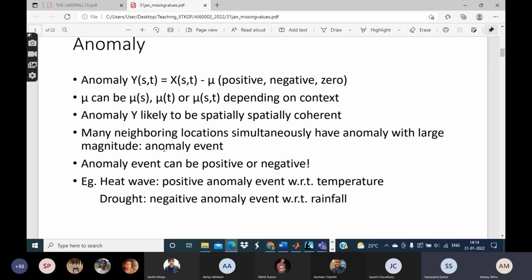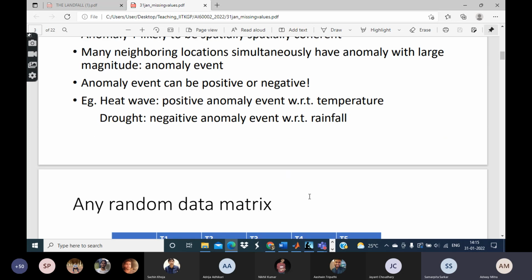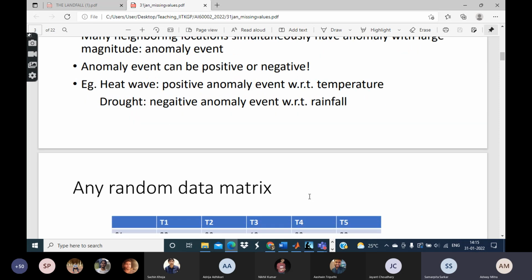And so clearly an anomaly event can be either positive or negative. For example, a heat wave is a positive anomaly event with respect to temperature. That is when several regions have a significant rise of temperature that lasts for a few days. And on the contrary, drought is a negative anomaly event with respect to rainfall. That is when there is less rainfall or very little rainfall compared to average in a given region, lasting typically for several months, maybe even a year. That's an example of a negative anomaly event.